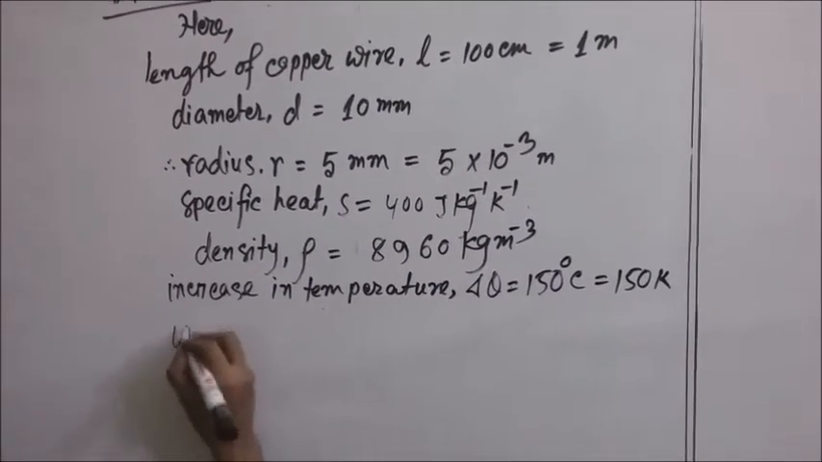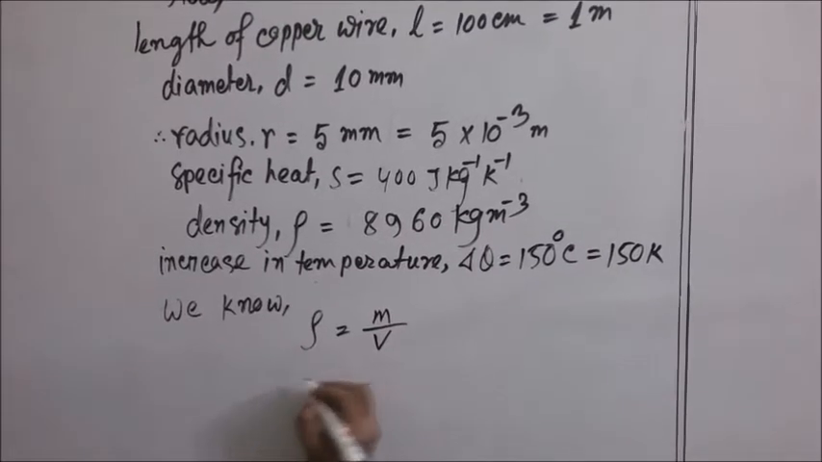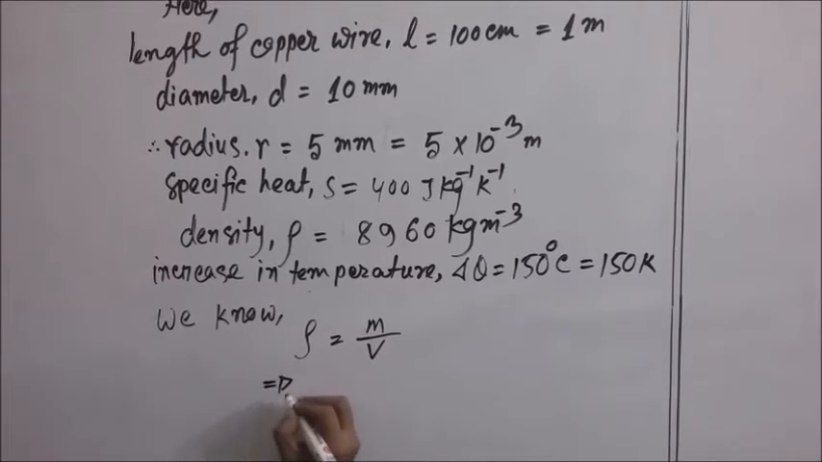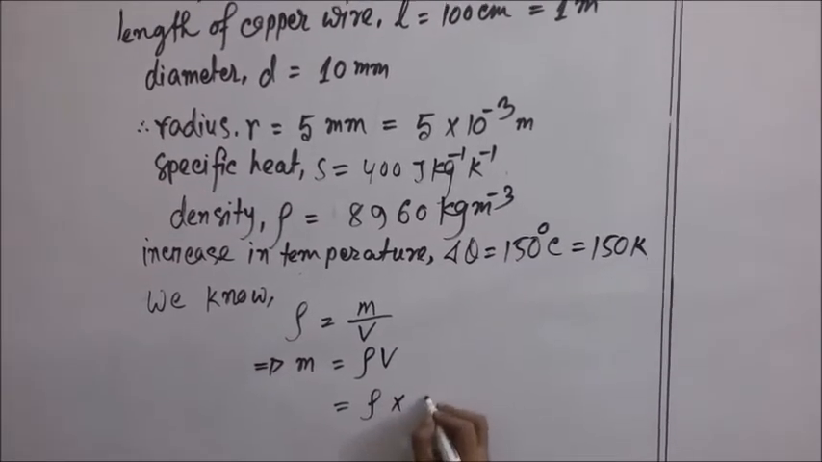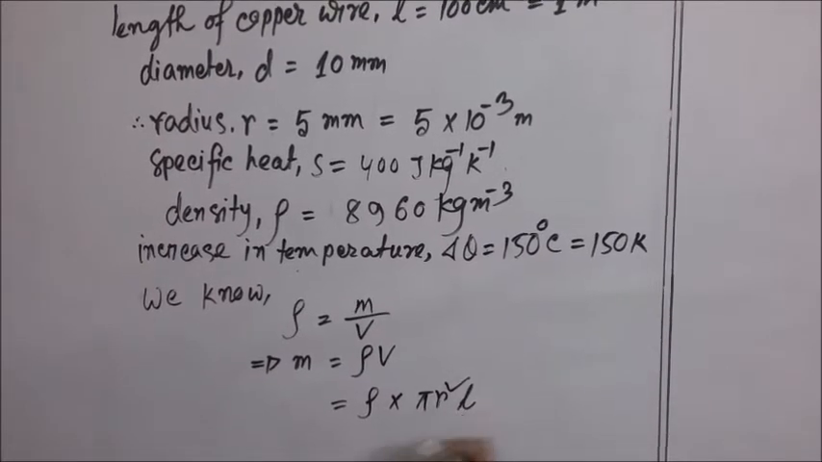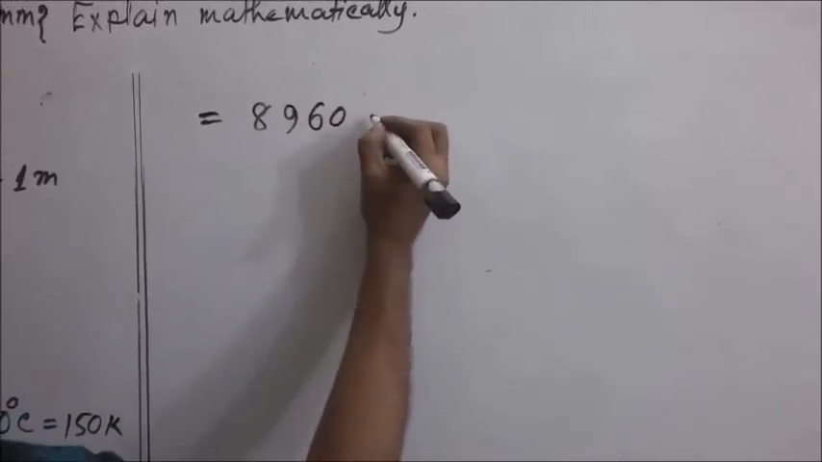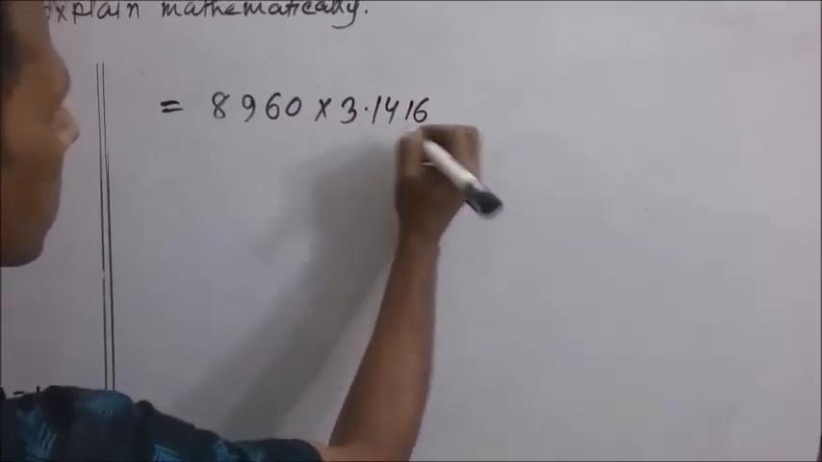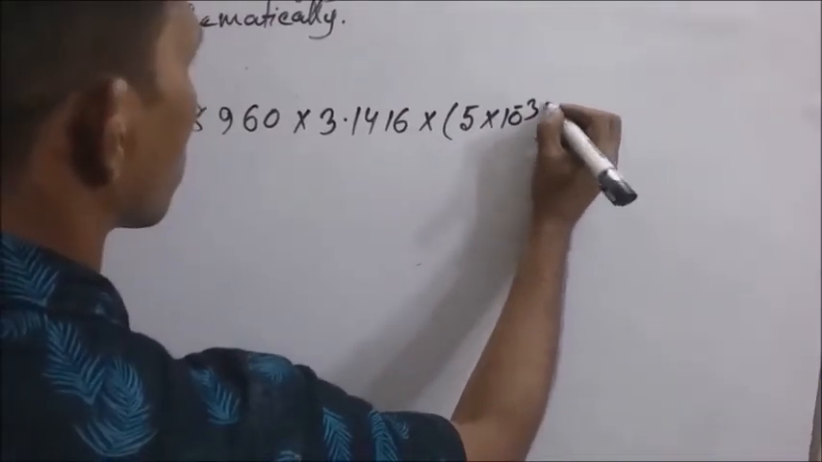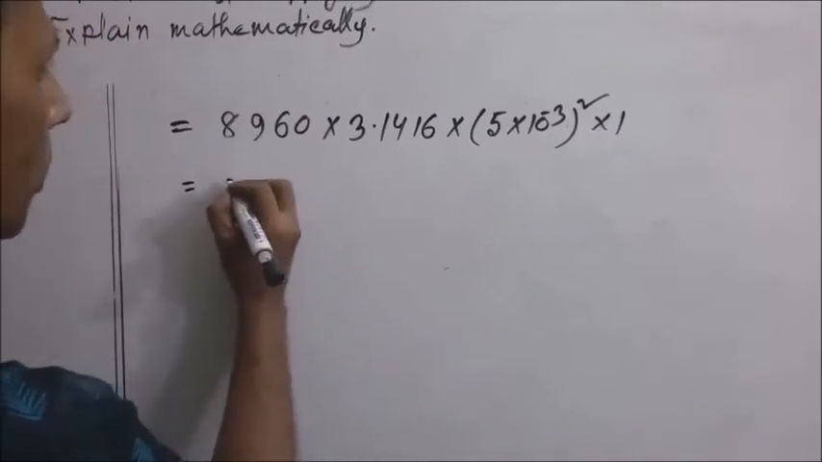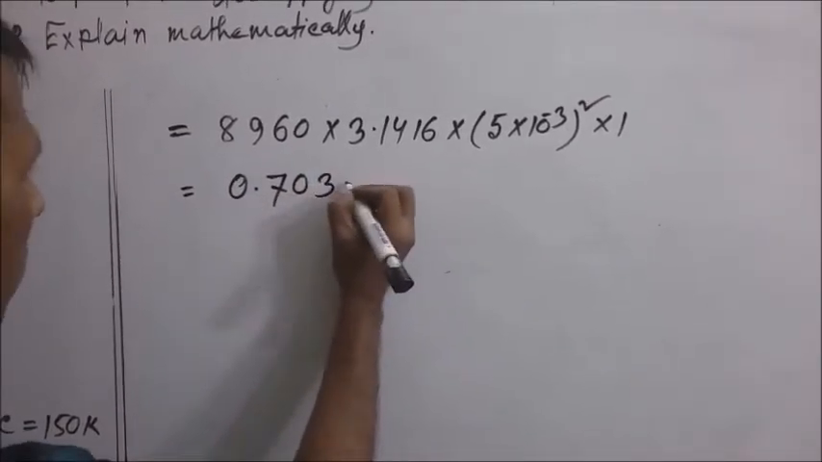We know rho equal to m by v, or m equal to rho v, equal to rho into pi r square L, equal to 8960 into 3.1416 into 5 into 10 to the power minus 3 whole square into 1, equal to 0.7037 kg.